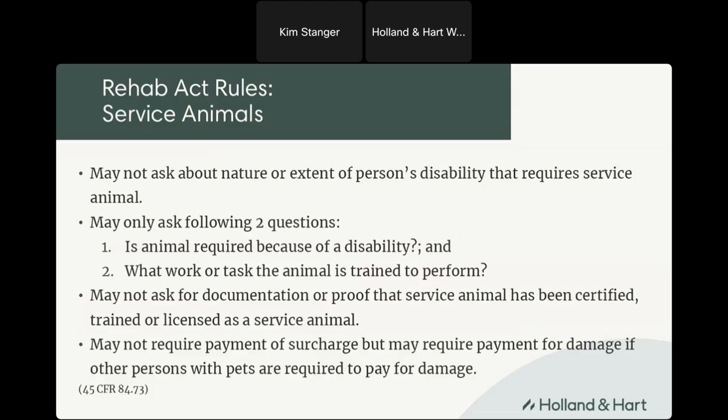You may not ask for documentation or proof that the service animal has been certified, trained, or licensed as a service animal. You've got to assume that they have been. You may not require payment of a surcharge because they're using a service animal, but you may require payment for damage if other persons with pets are required to pay for damage.